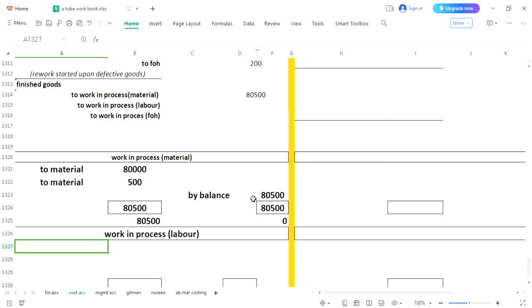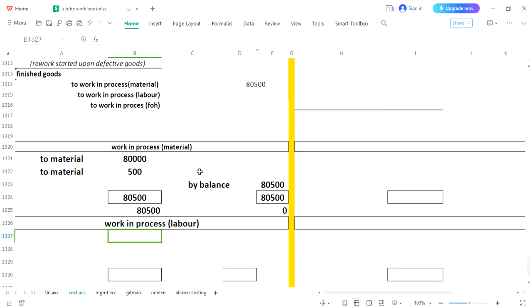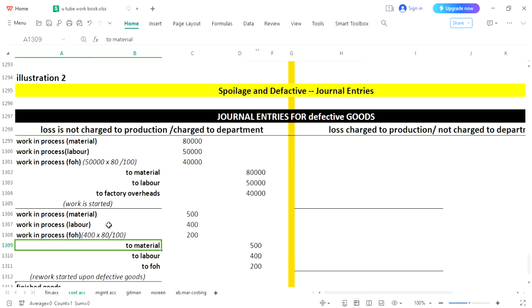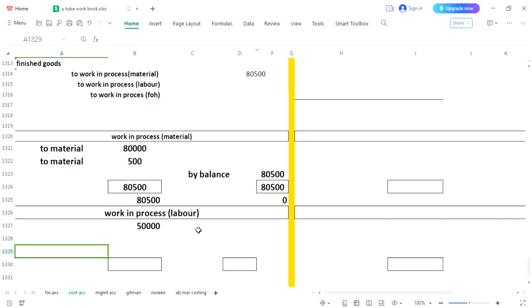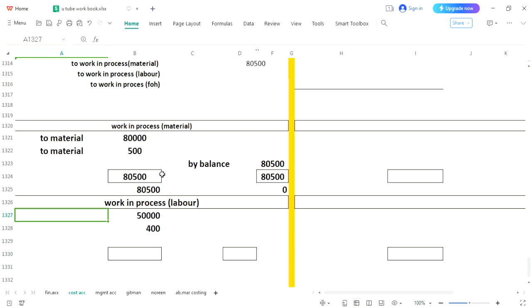So work in process labor, there are only 2 entries. In the first entry, work in process labor is debited by 50,000. So put 50,000 over here. And in the second entry, you can see again work in process labor is debited by 400. So put 400 over here, and reference is similar for both. Work in process labor is debited, and whatever is written on the opposite side would be reference. Opposite side labor is written, so you will use 2 labor for both entries.